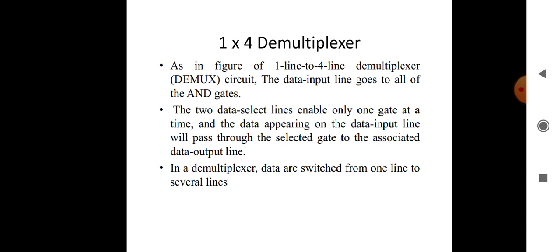As in the figure of the 4 line demultiplexer circuit, the data input line goes to all AND gates. The two data select lines enable only one gate at a time, and the data appearing on the data input line will pass through the selected gate to the associated data output line. In a demultiplexer, data are switched from one line to several lines.